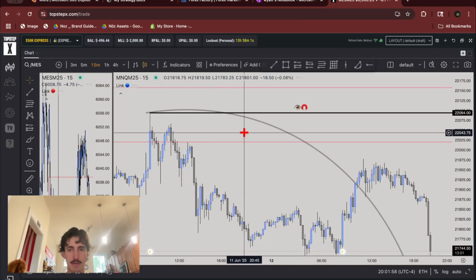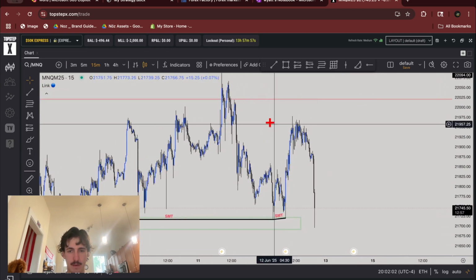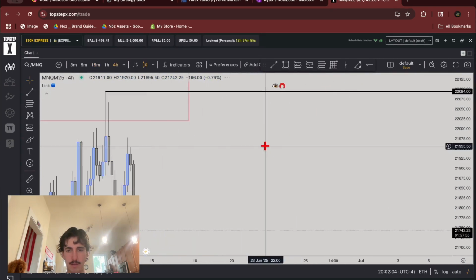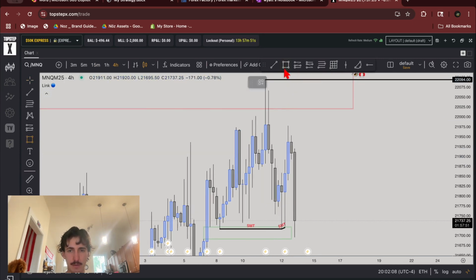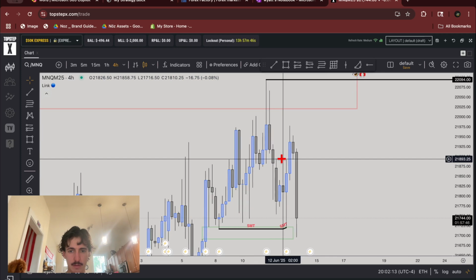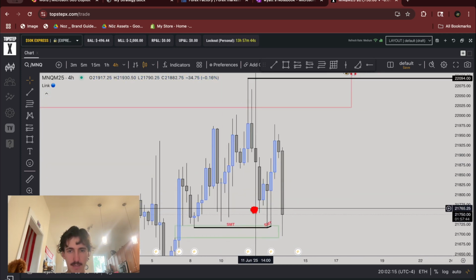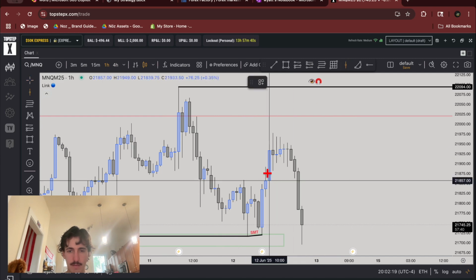So the first thing I do, I want to figure out my bias. Going into today, I had the wrong bias. But it's okay. We had no 9:50 news, so I marked out these PD arrays. Okay, we have this here. What I should have looked at, let's do it the correct way. I should have looked, okay, we have these SMTs here. Let's mark out 9:50.